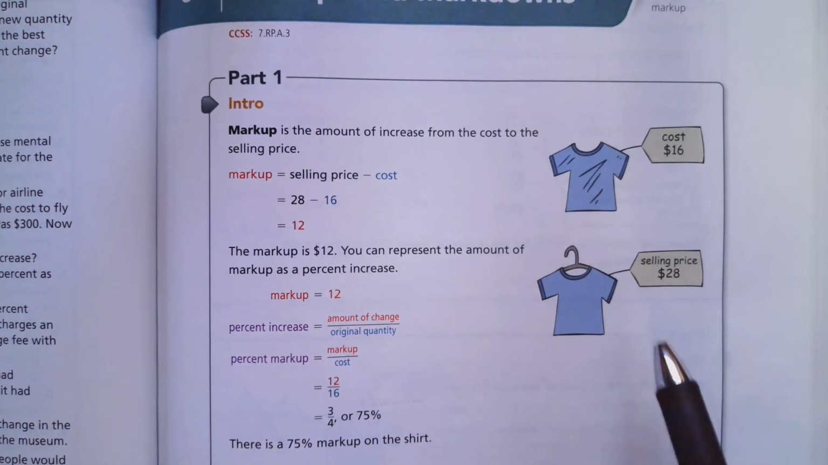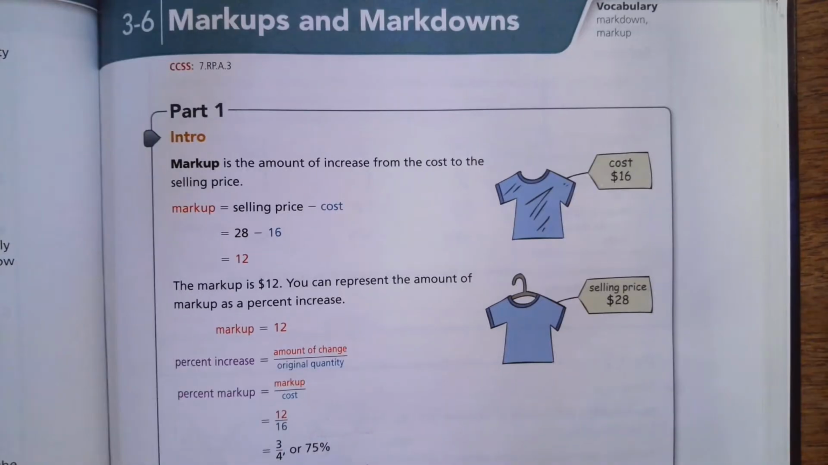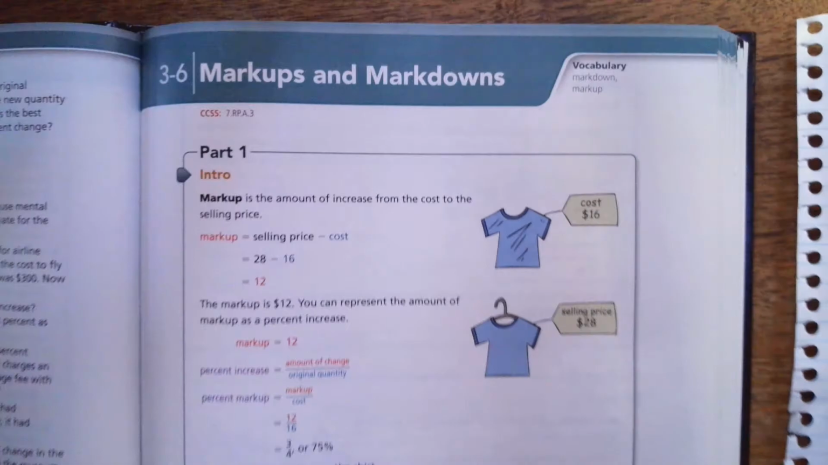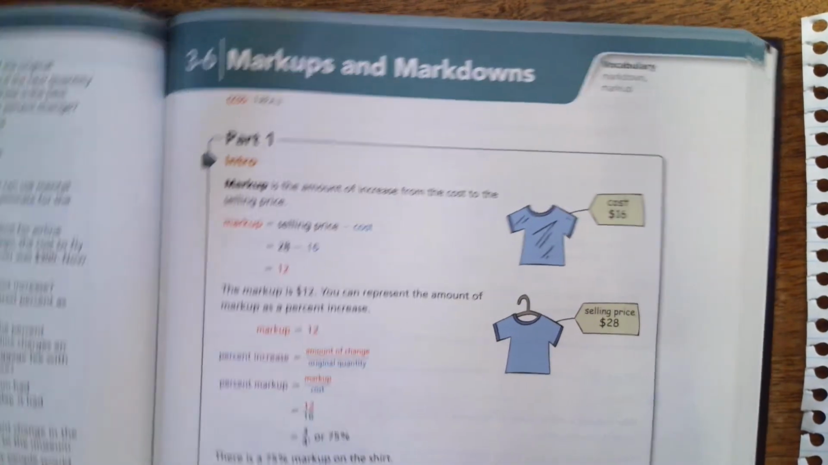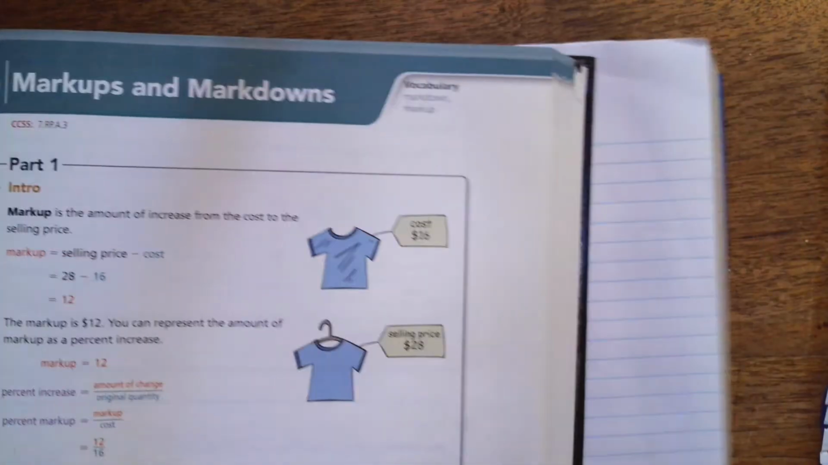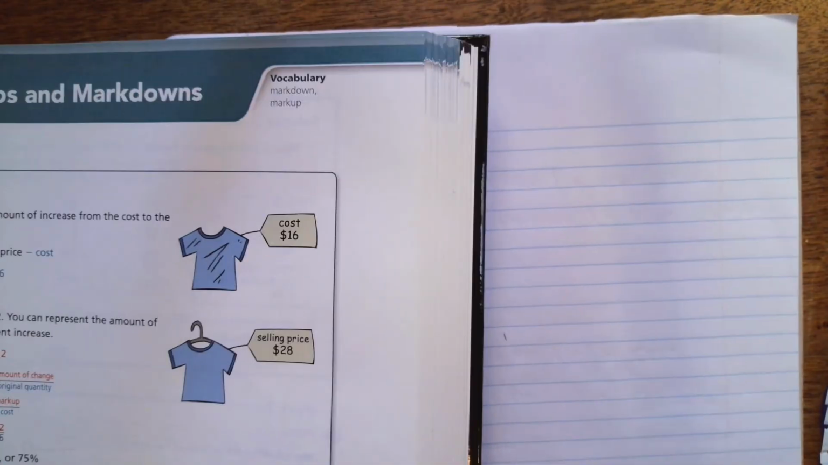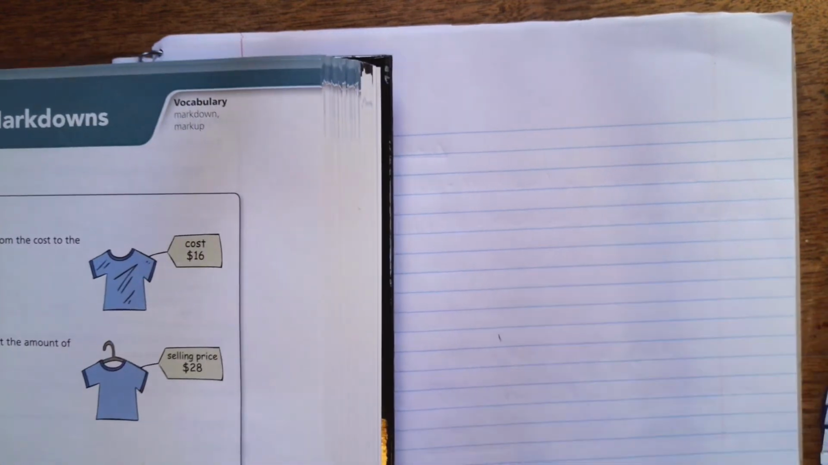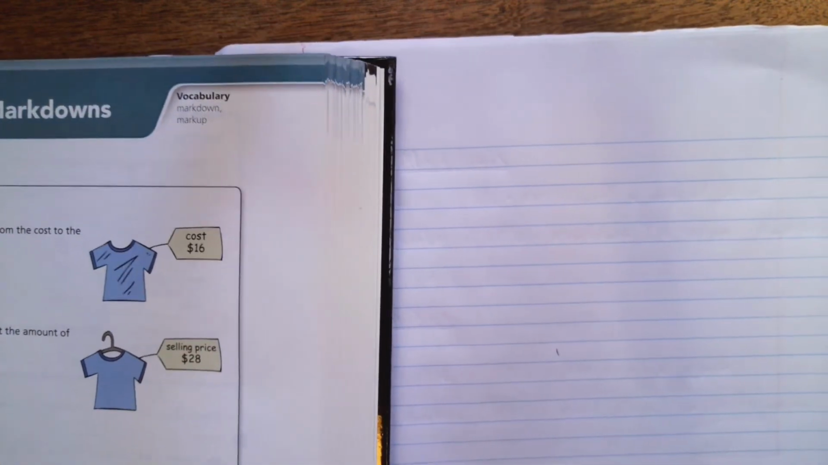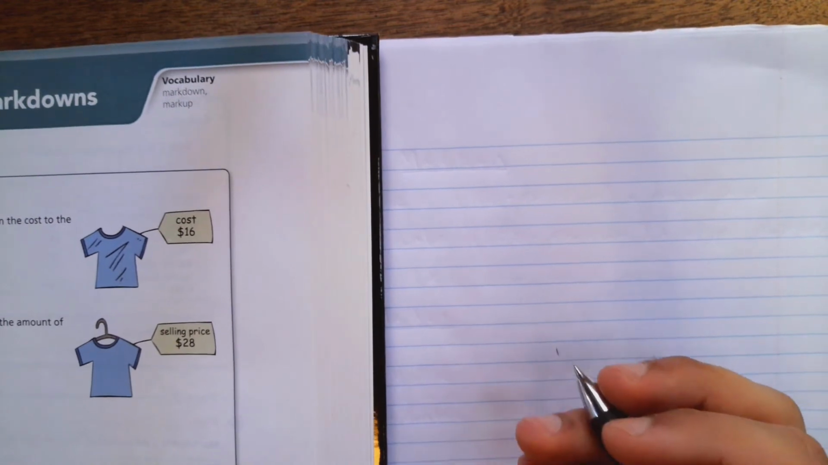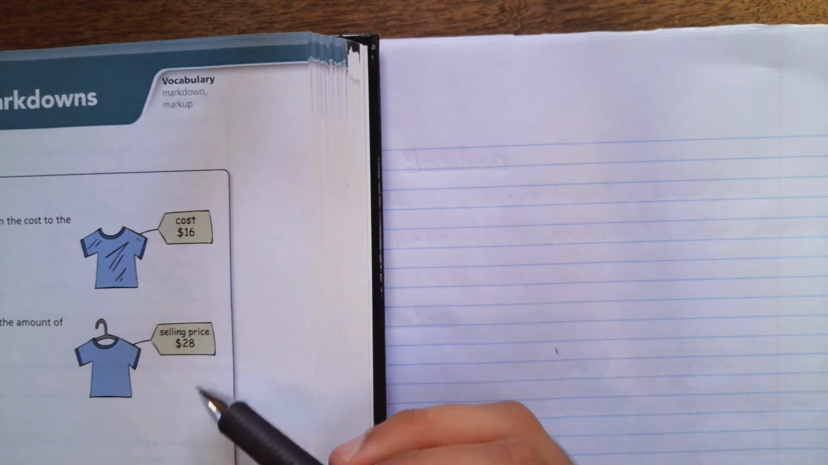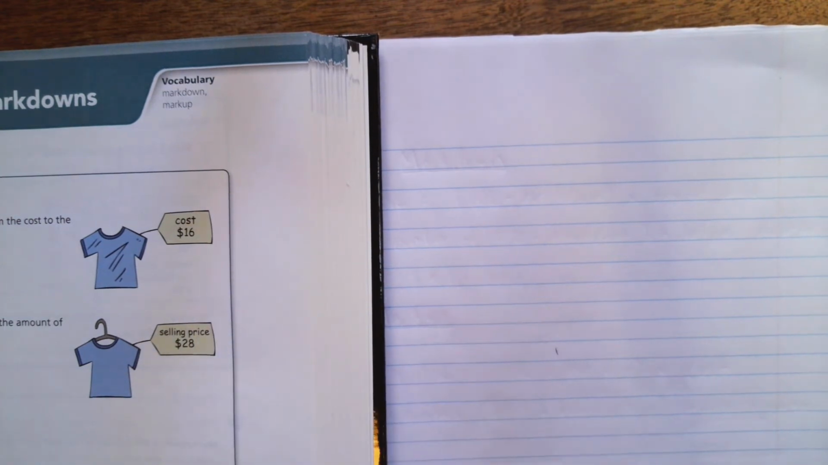And so when we were trying to solve this type of problem, what was our strategy? Yeah, okay, in a general sense, we were trying to find the answer, that's true. But if we were to break that up into steps, if our cost of our shirt was $16 and our selling price was 28, what would be our first step in order to find that answer?